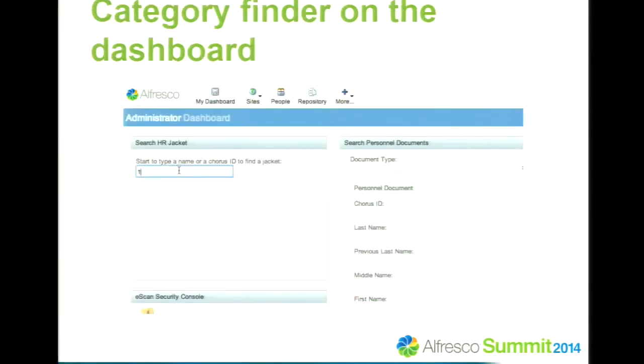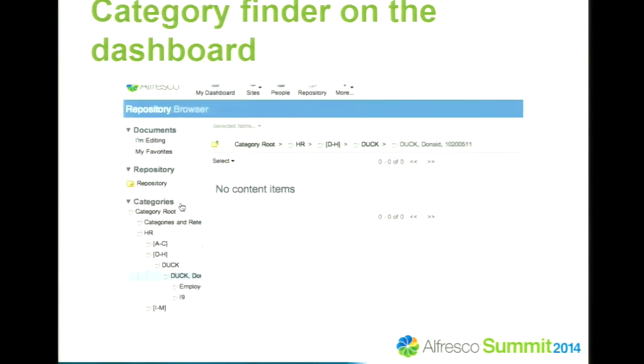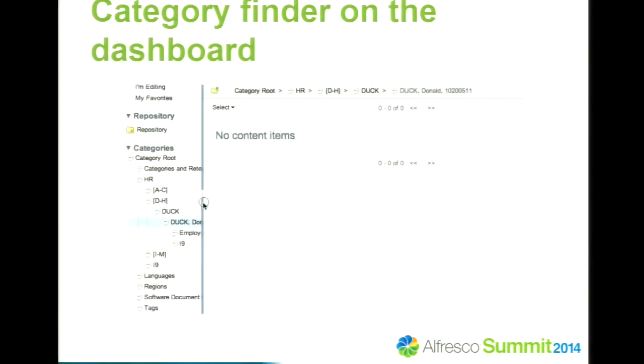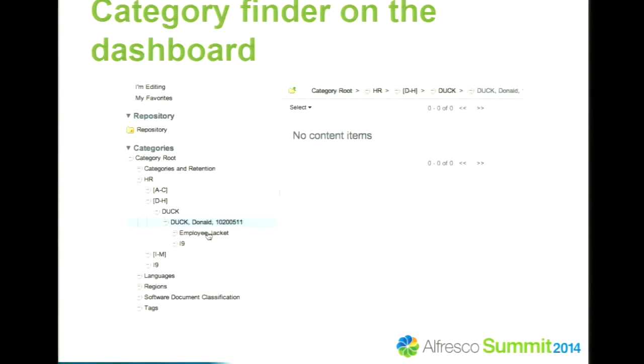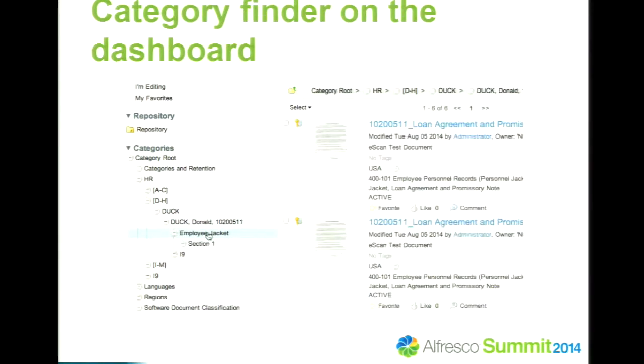In Alfresco Share, it's not so easy to open a category. You have to do a lot of clicks. So first, we added on the dashboard a dashlet to be able to find an employee by first name, last name, and employee ID, and it opens the proper category directly.